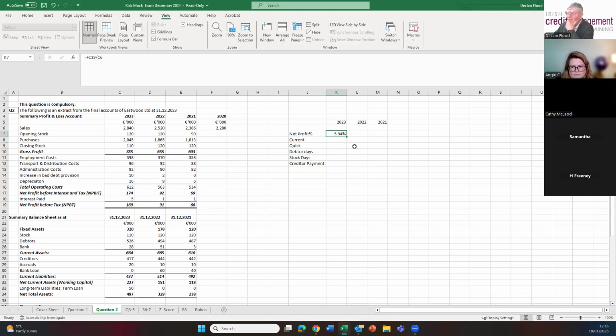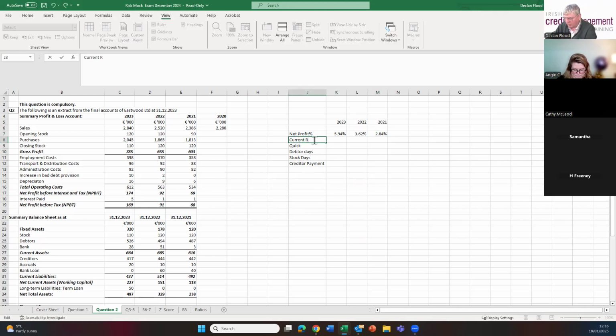I'll show you a trick here just in case you want to know. If you want to do the other 2 years, all you have to do is copy that across. So now I can see in 2023 it was 5.9, 2022 3.6, 2021 2.84. So I can see that this company's profit percentages are going up and up and up. So this is something that is good.